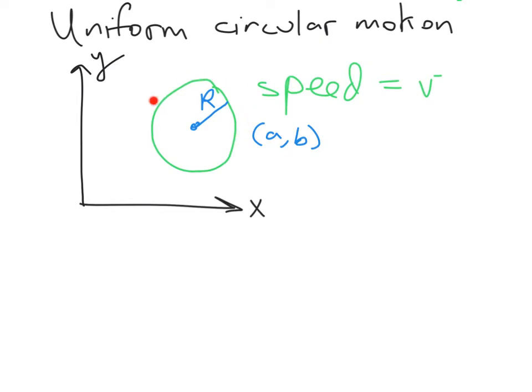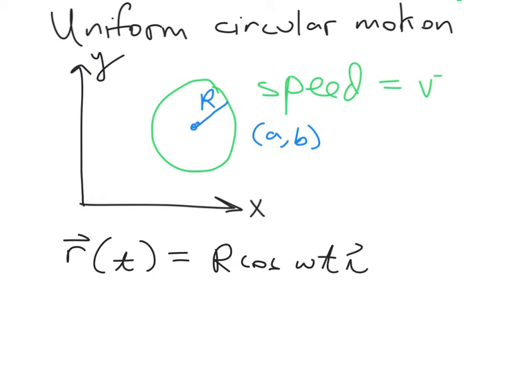If we were moving in the counterclockwise direction and this circle were centered at the origin, then our position vector would be r of t equals capital R cosine omega t i plus capital R sine omega t j. Here the omega is moderating the speed. It's telling us the speed at which we're going around the circle. So if omega is small, we're going around the circle more slowly. And if omega is large, we're going around the circle quickly.